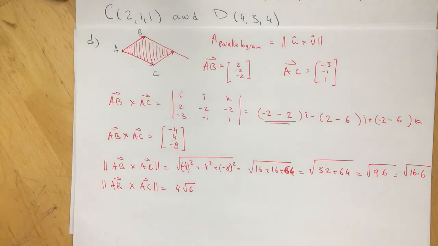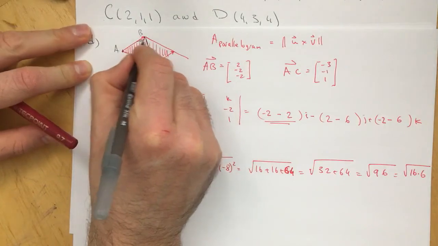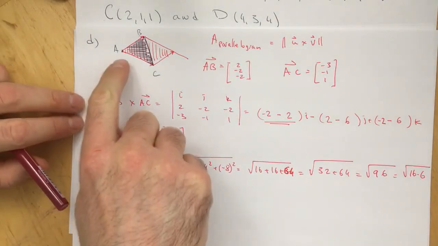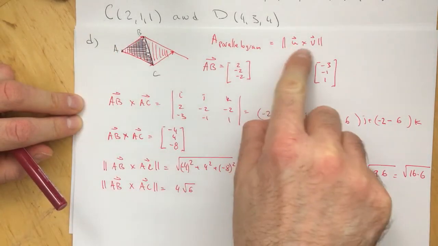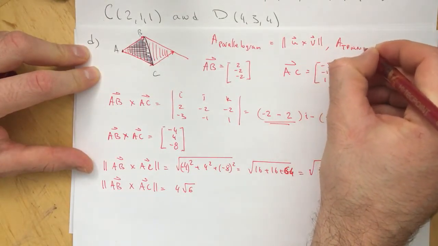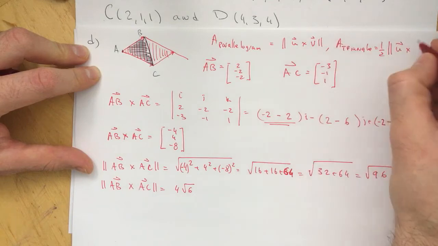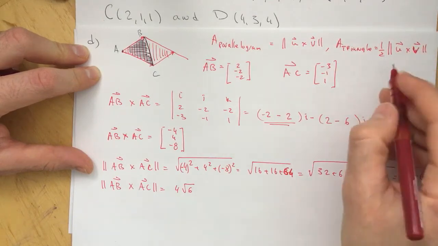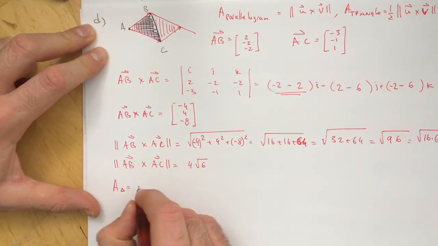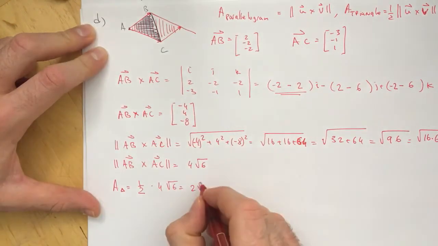But we will not ask the area of the parallelogram, we will ask the area of this triangle. Well, the triangle is just what? Half the area of the parallelogram, right? So the area of the triangle described by these two vectors is just 1/2 times the area of the parallelogram defined by these two vectors. So our answer here is that the area of the triangle is equal to 1/2 times 4 square root of 6, and that's 2 square root of 6.